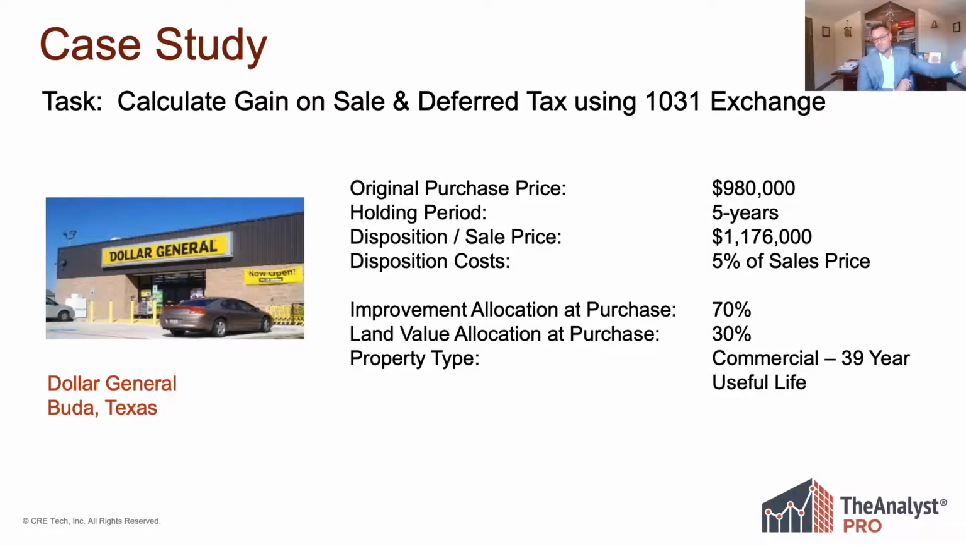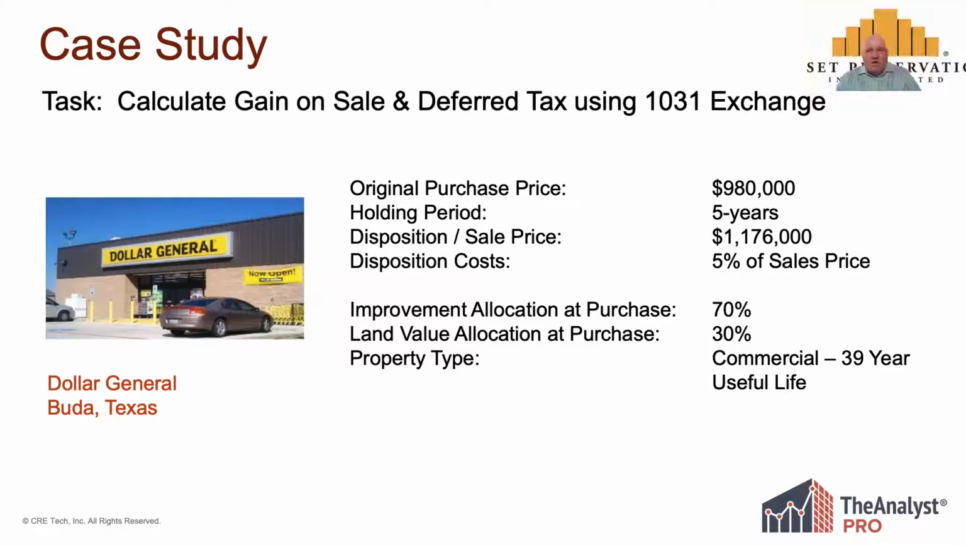So 5 years ago, I bought this and my all-in cost was $980,000. And now I've got an offer today. I can sell this for $1,176,000. Plus, I'm going to have to pay some commissions and closing fees of 5%. Now, we're going to look at the depreciation of this property too, because as you know from taking Scott's courses, depreciation changes the basis in the property. That's what the IRS looks at for what tax you have to pay.